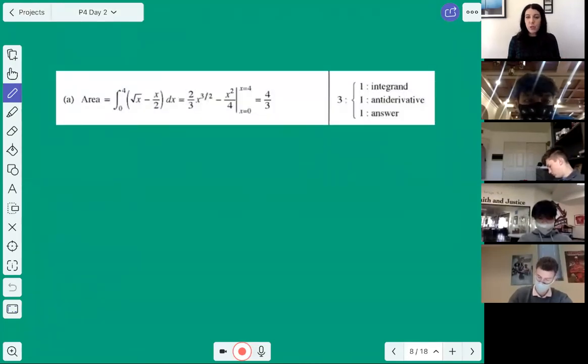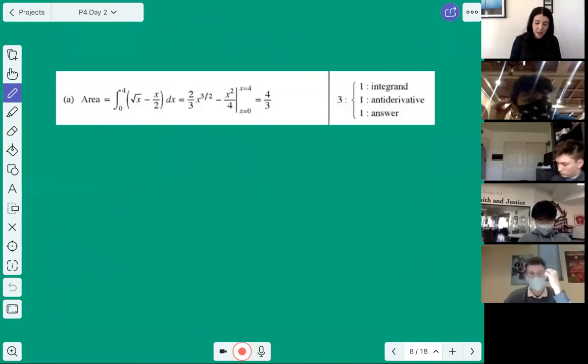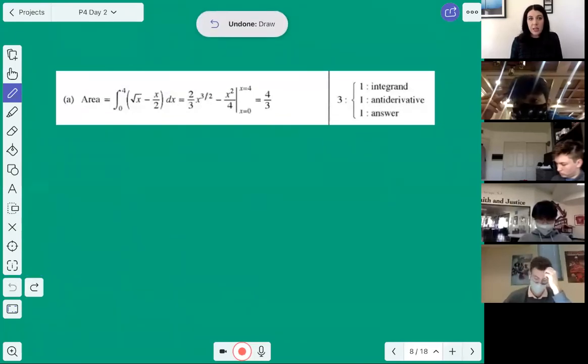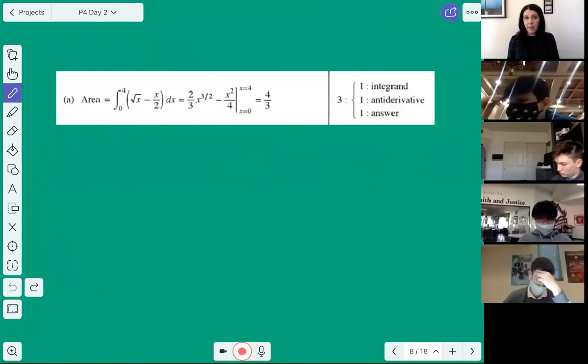Okay, rubric. First point is the integrand. So area equals the integral from 0 to 4 of square root of x minus x over 2 dx. If you forgot the dx, it's a 0 on this problem. Stopped grading. Didn't care about anything else. Okay. Again, you can write that as x to the 1/2. You can write it as minus 1/2 x.